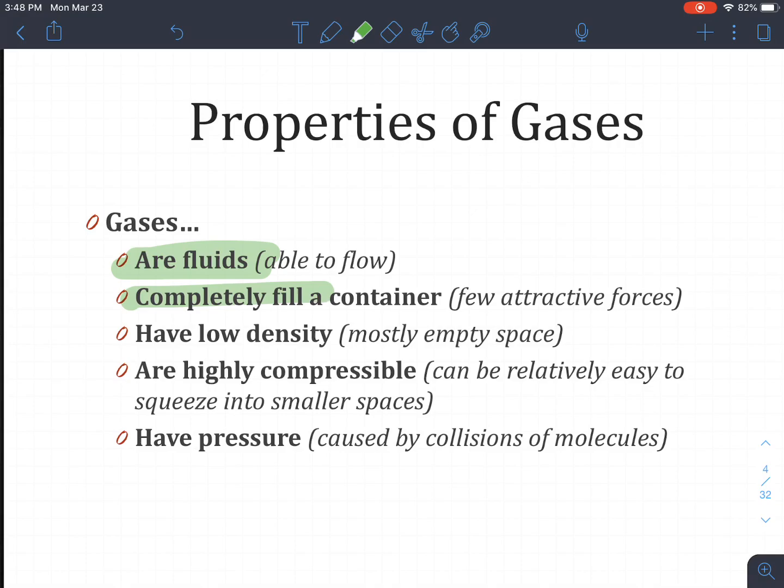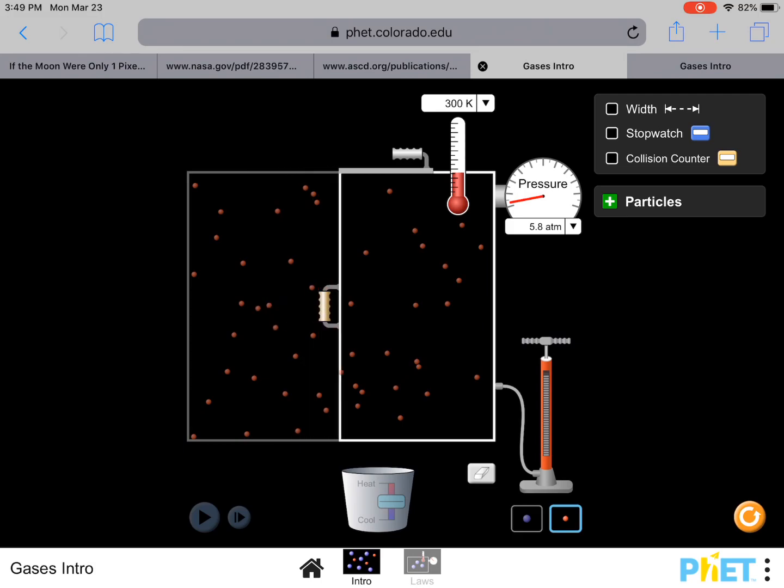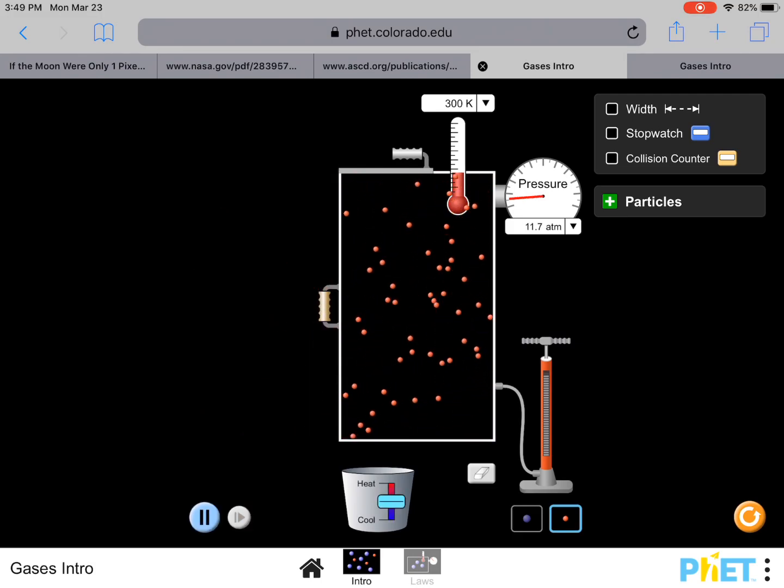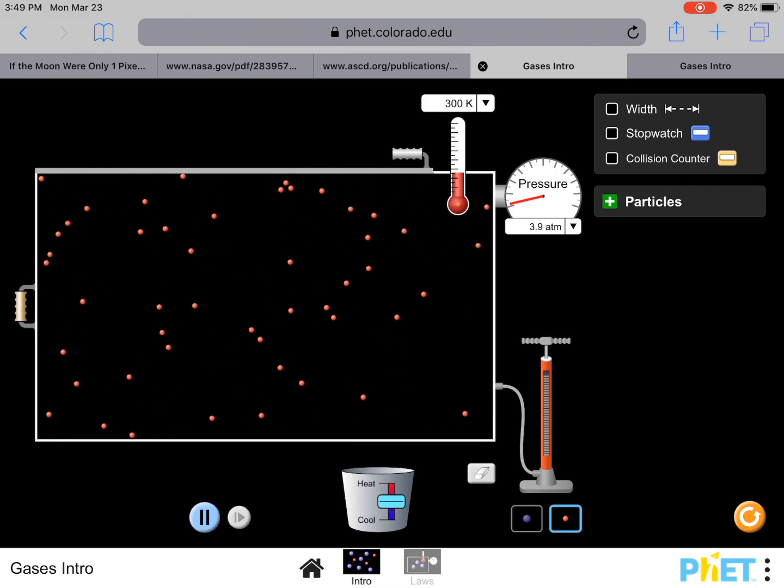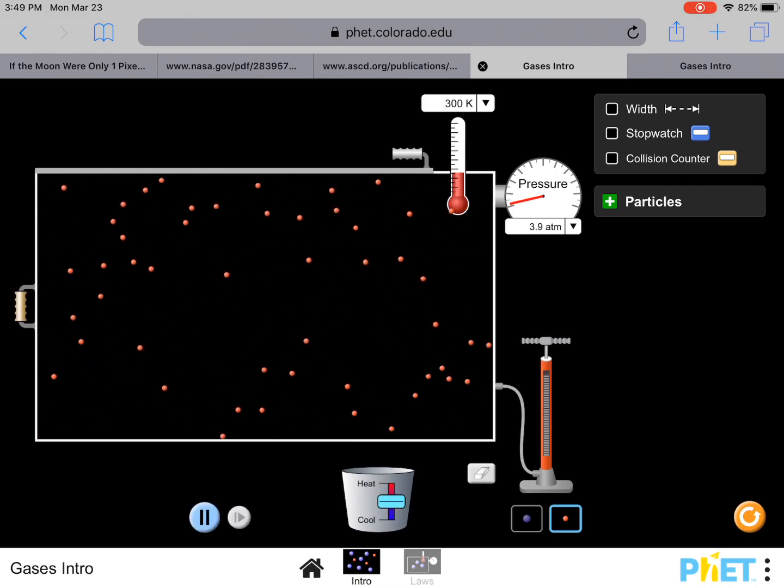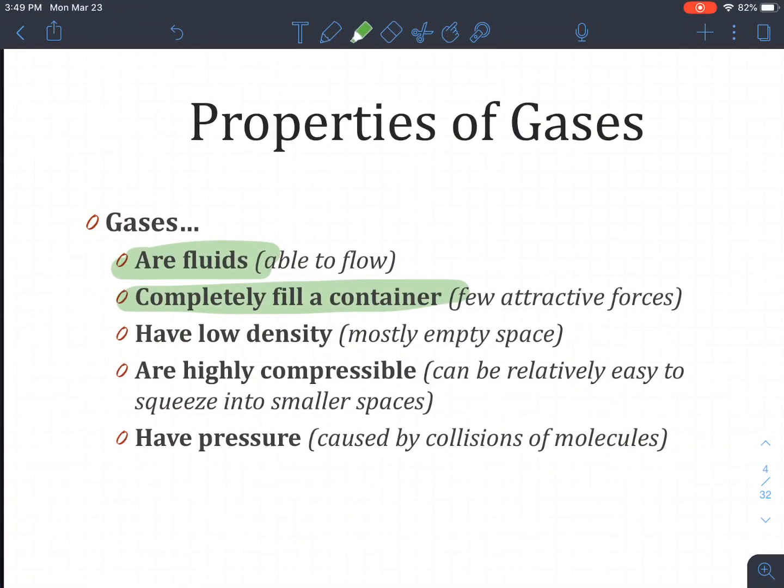That leads into our second one, is that they completely fill a container. So if we were to take a look at this again, if I make the space smaller, the gases still fill this particular container. If I make this space larger, they still fill a container. Gases have a low density.